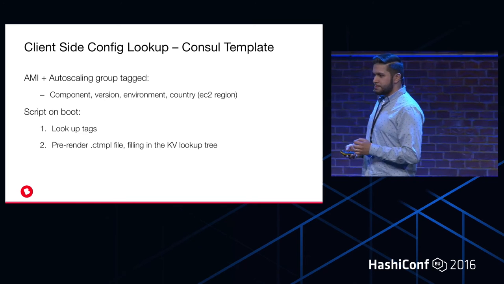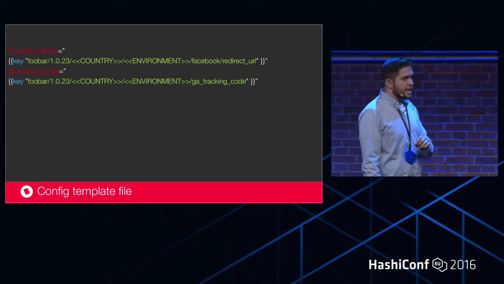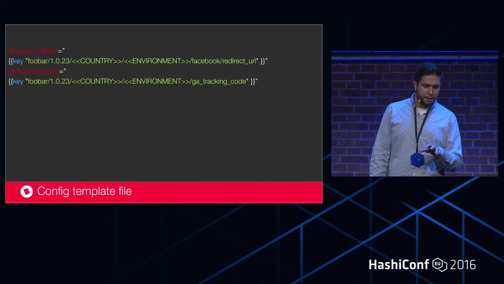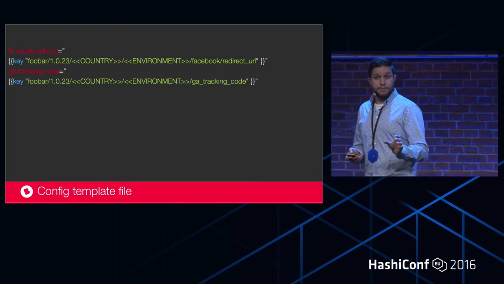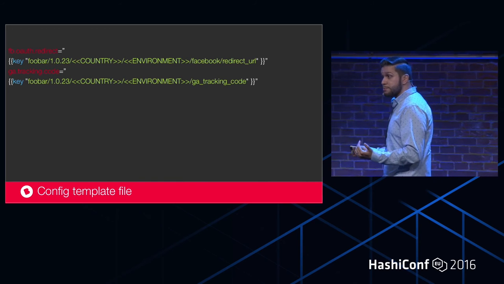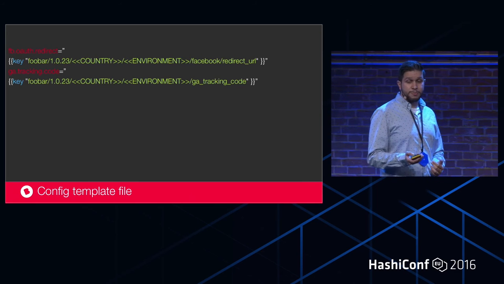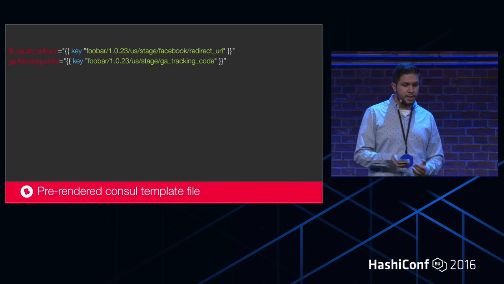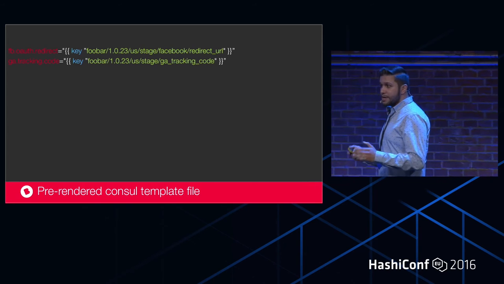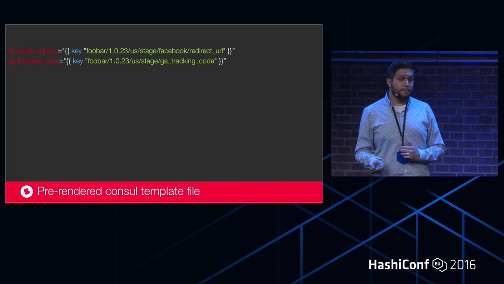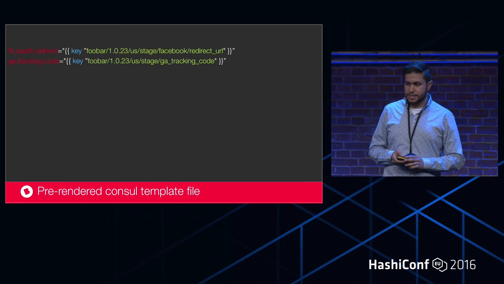So let's take a look at how it looks. So when we bake an image, this is what's in the image. So that template file has placeholders for country and environment. The version number we actually know up front because it's from the build pipeline, so we can bake that in. So when the script runs, it replaces those placeholders with their actual values, and that then becomes the complete tree to look up the value for in console. So console template can then look at that and actually then retrieve the correct values and write the file to disk.